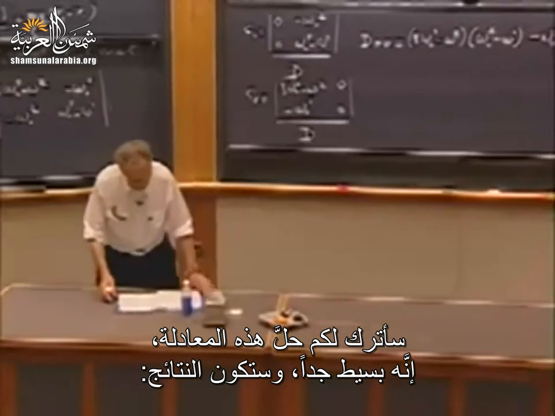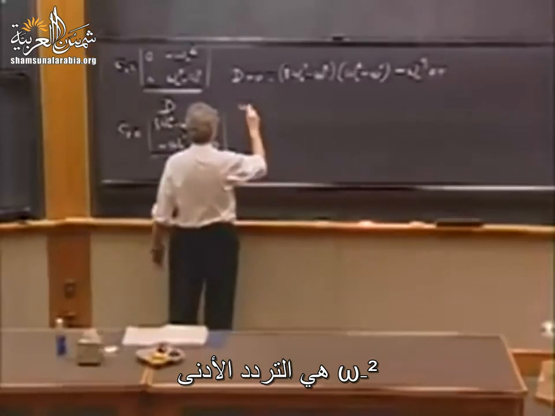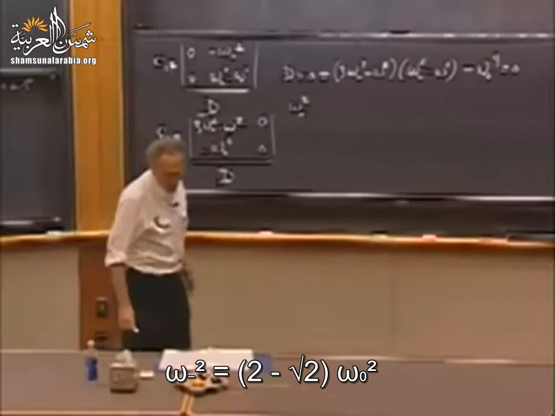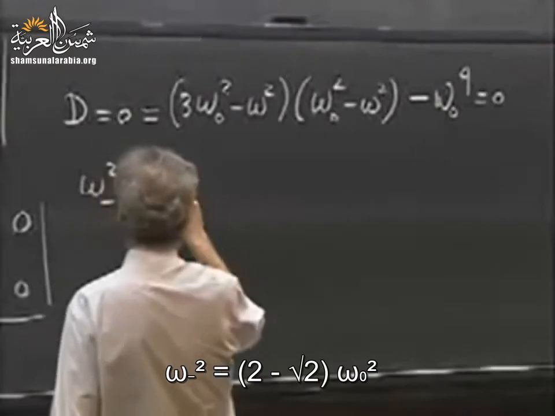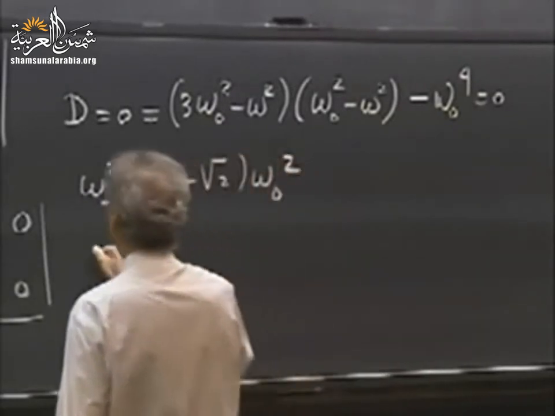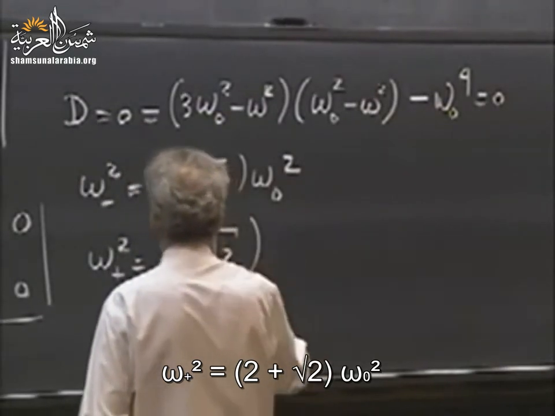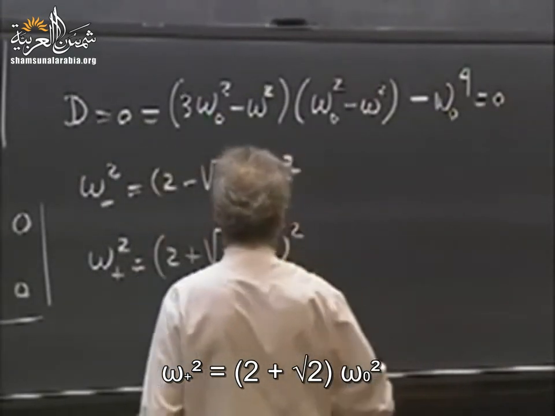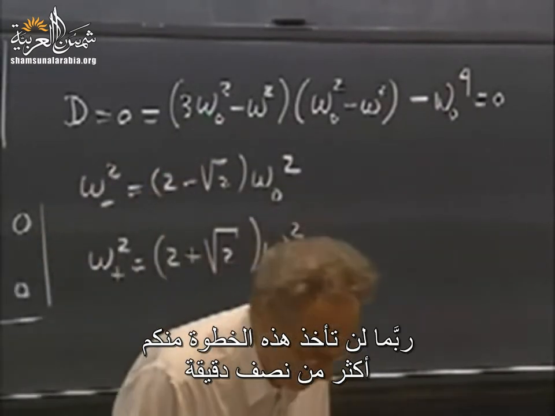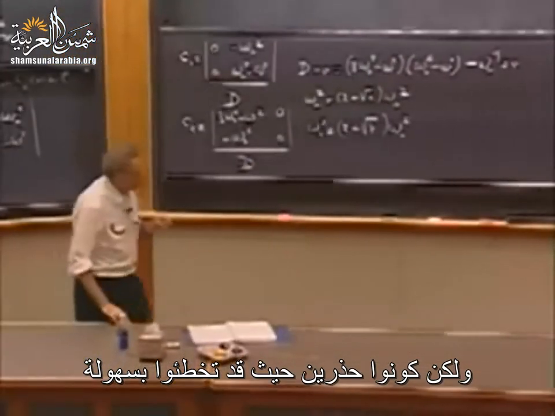This is utterly trivial. And out comes that omega minus squared, which is the lowest frequency of the two, is 2 minus the square root of 2 times omega 0 squared, and omega plus squared is 2 plus the square root of 2 times omega 0 squared. So this step will take you no more than maybe half a minute. But be careful, because you can easily slip up, of course.